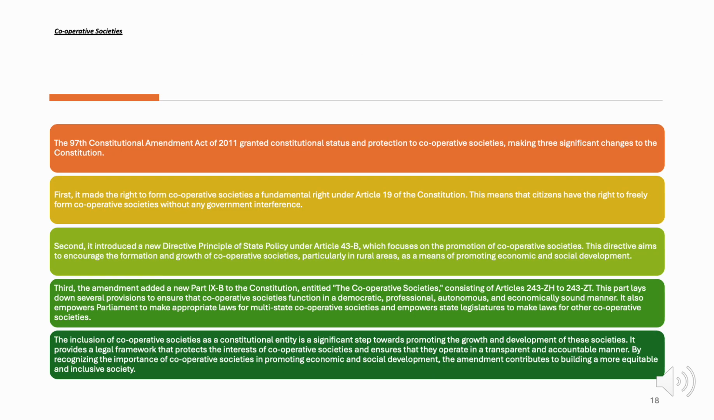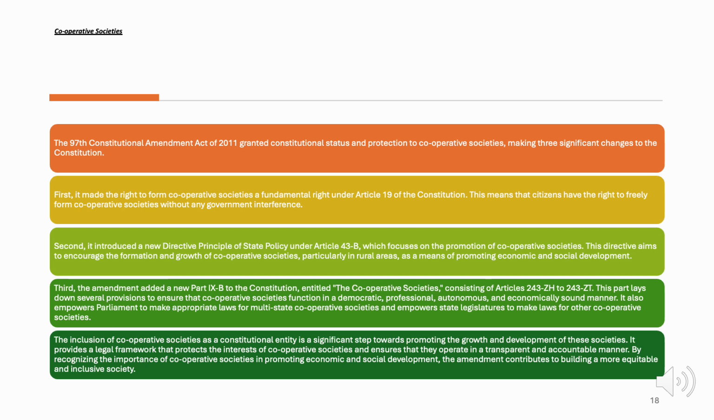Cooperative societies. The 97th Constitutional Amendment Act of 2011 granted constitutional status and protection to cooperative societies, making three significant changes to the Constitution. First, it made the right to form cooperative societies a fundamental right under Article 19 of the Constitution. This means that citizens have the right to freely form cooperative societies without any government interference.